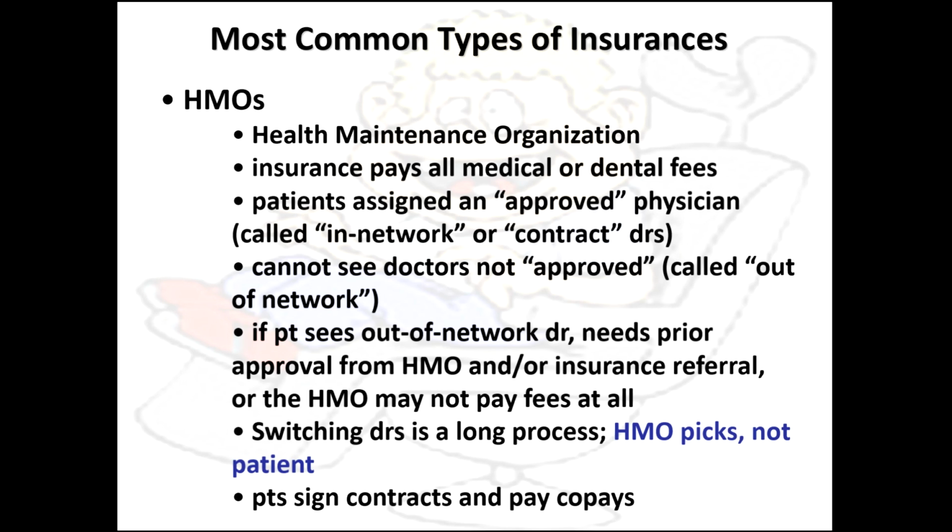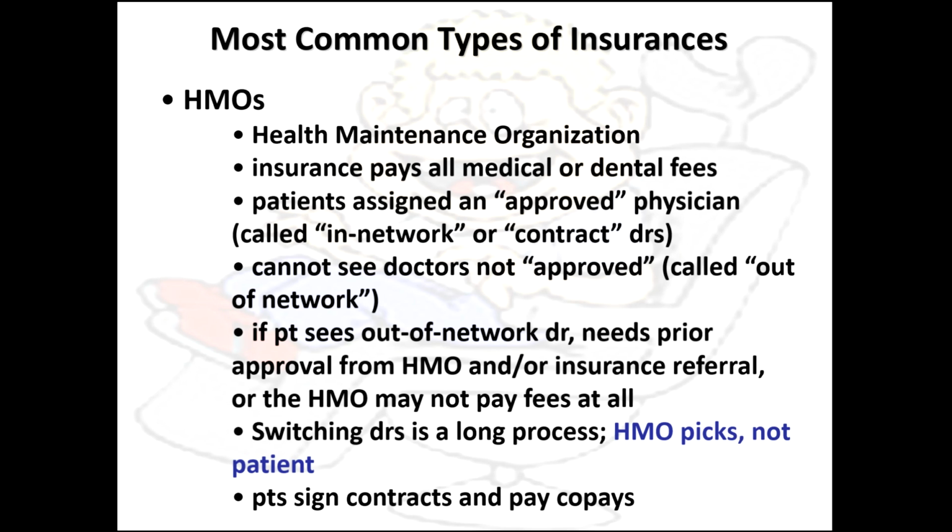So, first, let's talk about the most common types of insurances. The first one is called an HMO. HMO stands for health maintenance organization, and you have probably heard of at least the term HMO somewhere in your life. With an HMO, the insurance company pays every single fee there possibly could be, which would initially seem fantastic. The problem with an HMO is that the insurance company chooses what physicians the patient sees.